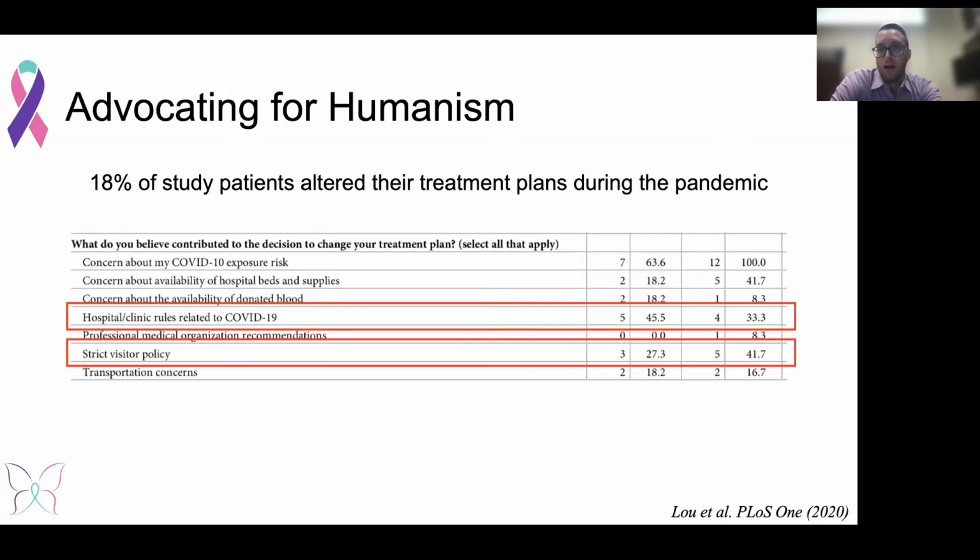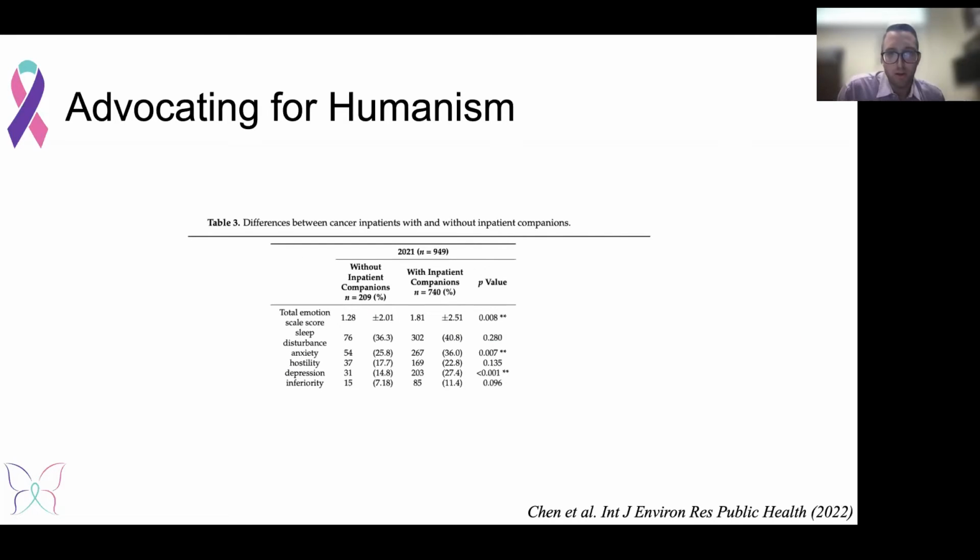This was surprising to me, though in some ways it intuitively made sense, but again, I'm also aware of my own bias and strong opinion on this. Seeing that it actually did contribute to a significant proportion of patients changing their cancer care plans, I think gives some validity to the importance of this. And when you look at how patients with companions versus patients without companions do in terms of their emotional well-being, again, intuitively this makes a lot of sense, but total emotional score is worse, anxiety is worse, depression is worse.